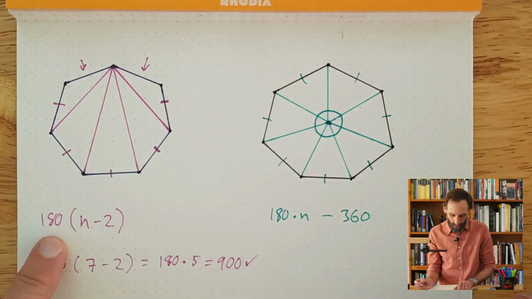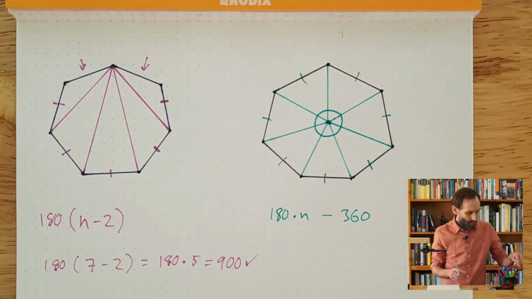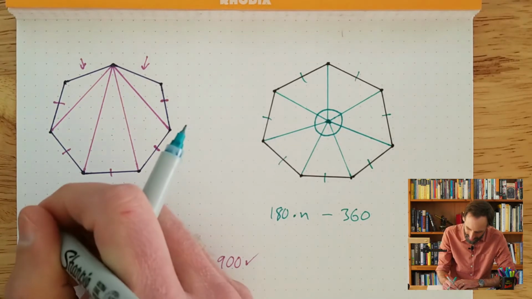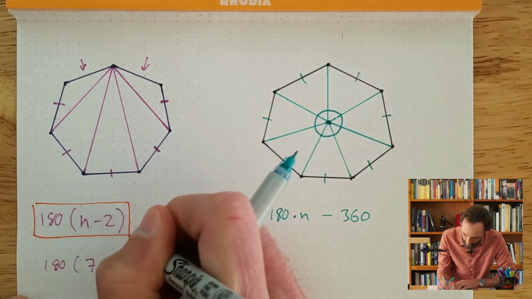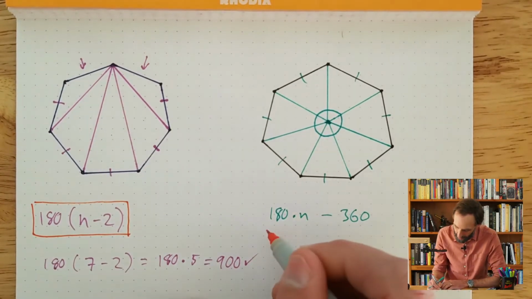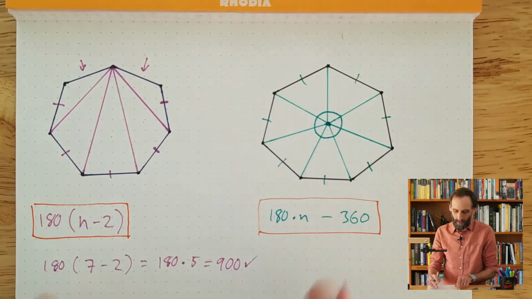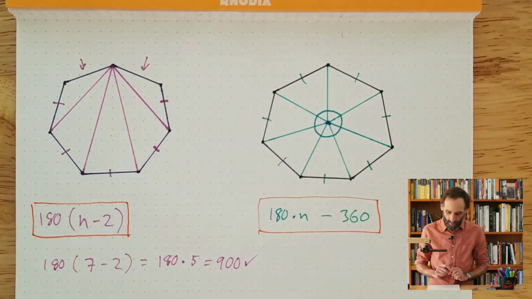So here we have 2 different formulas, right? I'm trying to pick a color that provides some contrast to both of these. So anyway, I have one formula over here, and I have another formula over here. Okay, and this looks like I have 2 different formulas for the same thing.